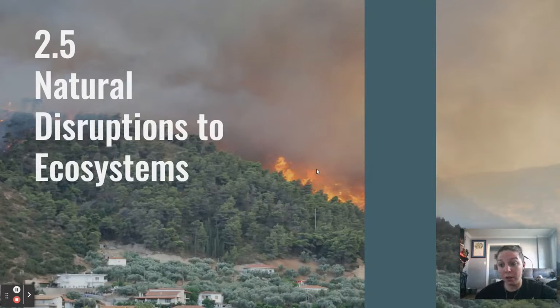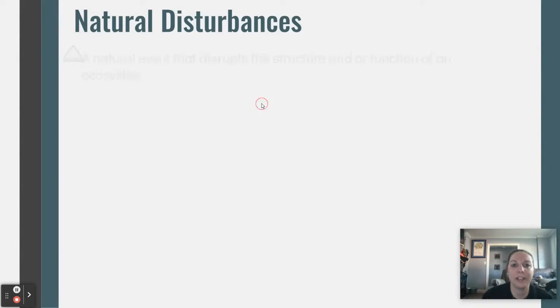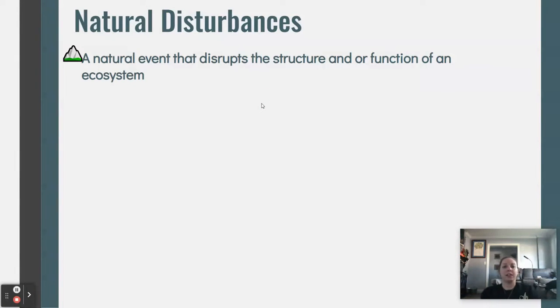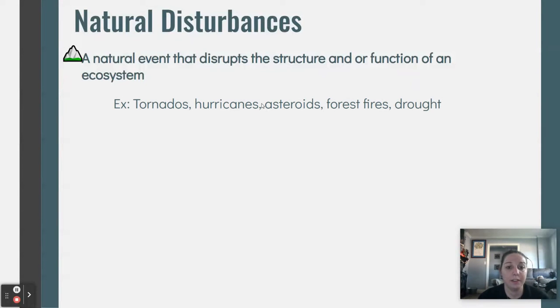This one's a little bit longer than 2.4, but it's not bad. So for this, we're looking at natural disturbances. So this is going to be any event that's going to disrupt how an ecosystem is structured or how it functions. So that could be disrupting the energy and matter cycling throughout that ecosystem. It could be displacing organisms or could even be destroying an entire ecosystem or habitat. These could be things like tornadoes, hurricanes, asteroids, forest fires, drought.